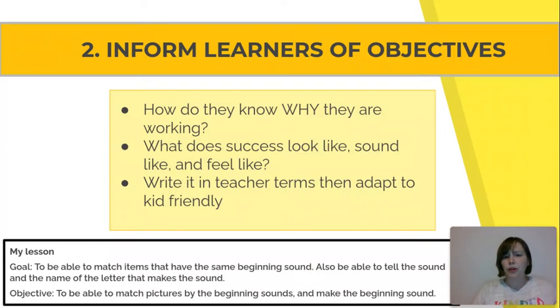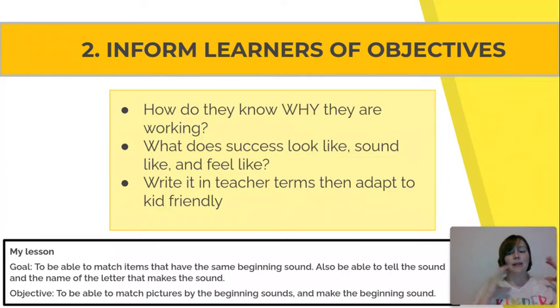The next thing is we're going to inform the learners of the objective. When they know the why, just like adults, we work harder and we can be more focused. They know what their goal is. They know what their objective is, and what they need to accomplish for that day.